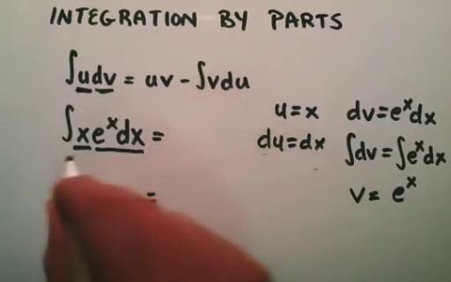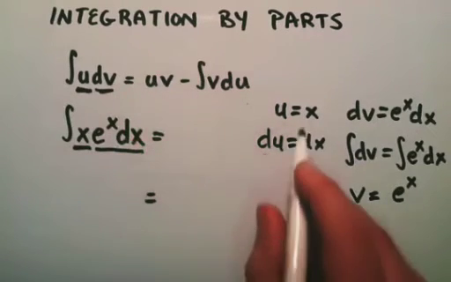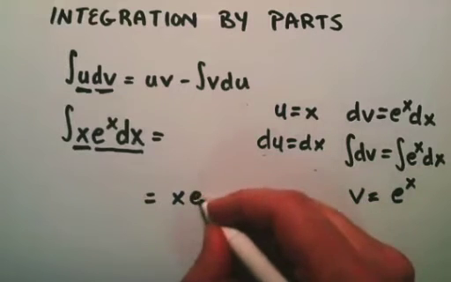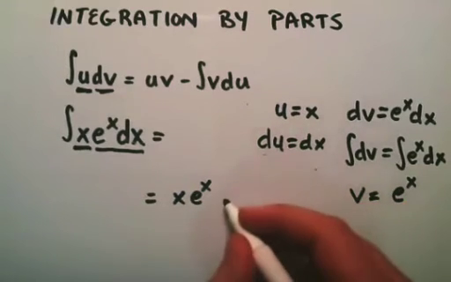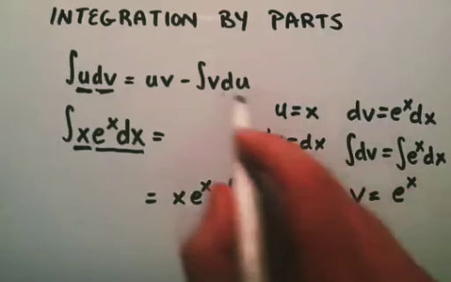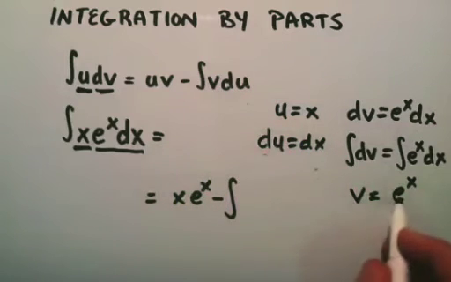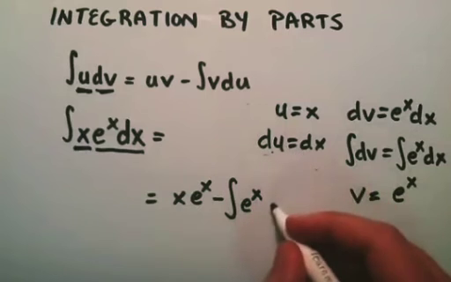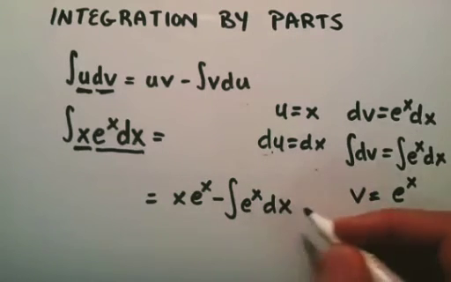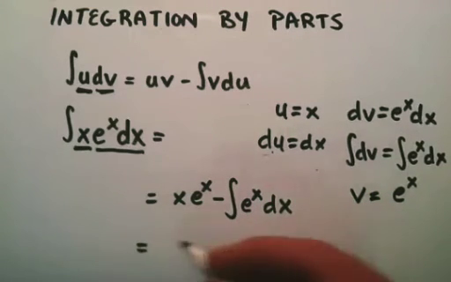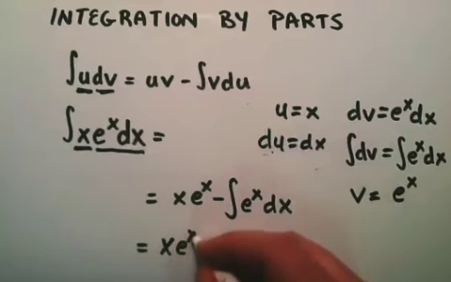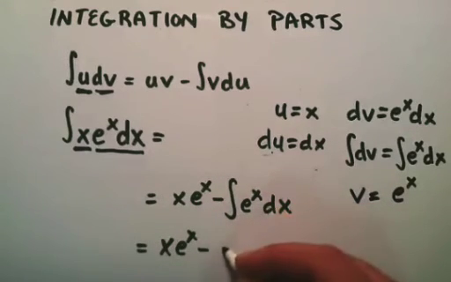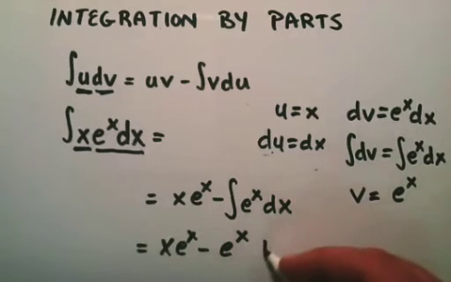So this is going to equal u times v. U is equal to x. V is equal to e to the x. So this is our u times v right here. And then we subtract the integral of v times du. v was e to the x, and du was dx. So this simply becomes x times e to the x minus the integral of e to the x with respect to x, which is simply e to the x. And then we can add our constant term here.